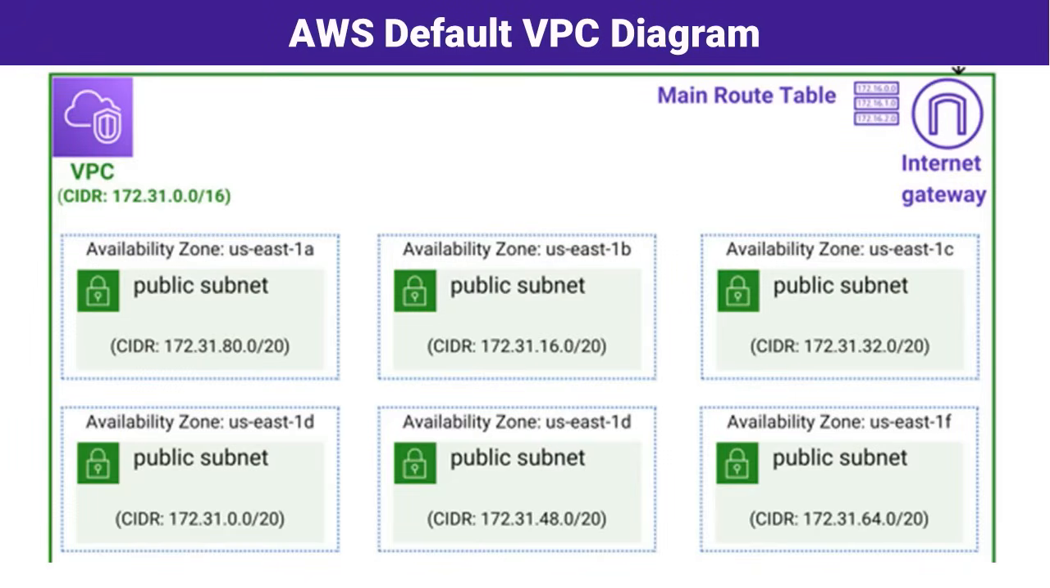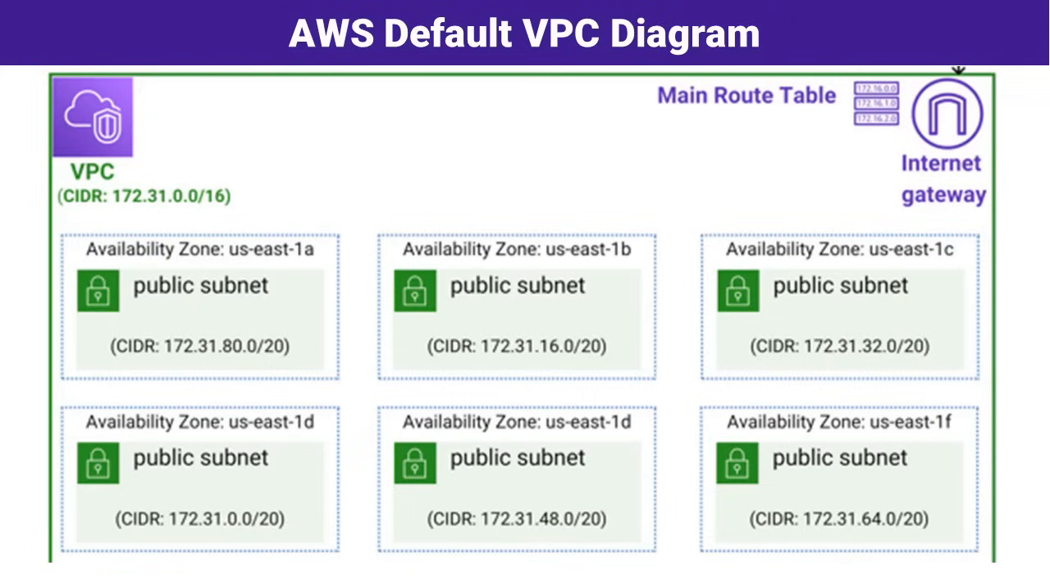Let's take a closer look at the architecture of a default VPC. In this example, we're examining the default VPC setup in the Virginia region. This region has 6 availability zones, and each zone is associated with its own subnet. These subnets are connected to the VPC and assigned specific CIDR blocks to manage IP addressing within the network. The default VPC also includes a main route table that connects all subnets, ensuring proper traffic flow within the network.